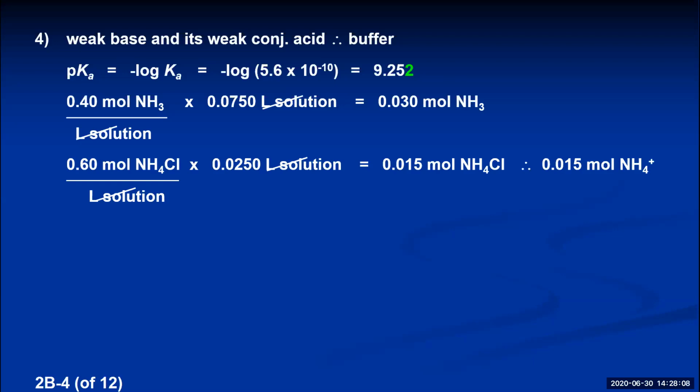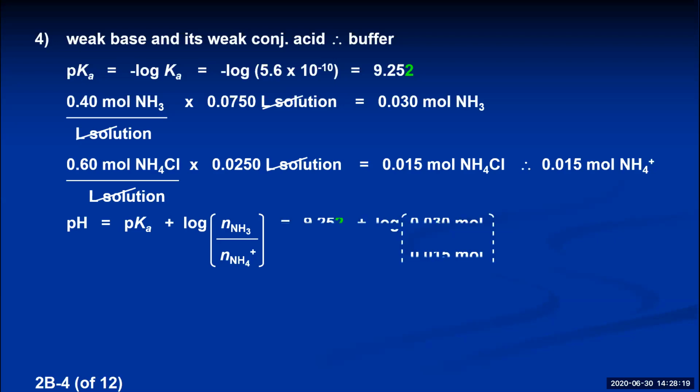Now we can plug these two numbers into the Henderson-Hasselbalch equation. We know the pKa as well, 9.252. In the denominator is the moles of ammonium, which is the acid, that's the 0.015. And in the top is the moles of ammonia, which is the base, 0.030. And this calculates to make a buffer whose pH will be 9.55, which is above 7, so this is going to be a basic buffer.